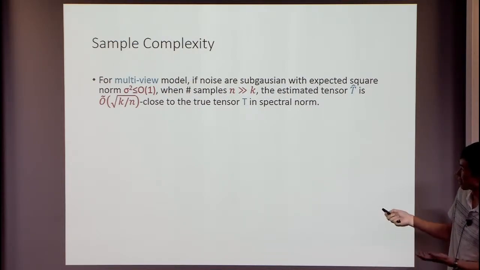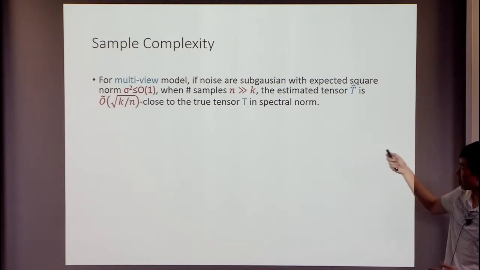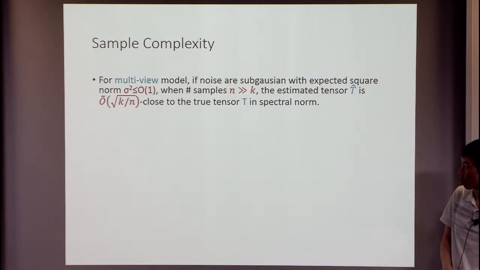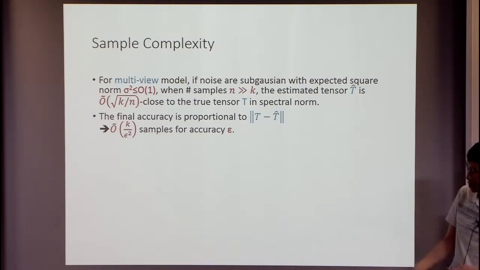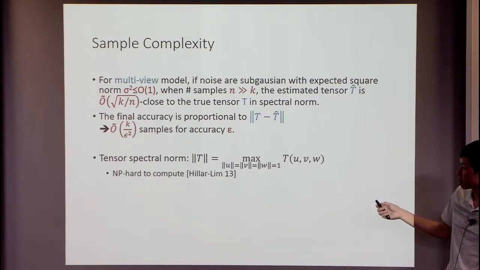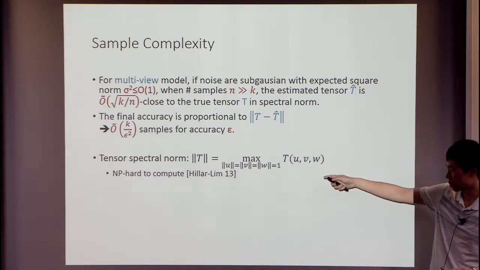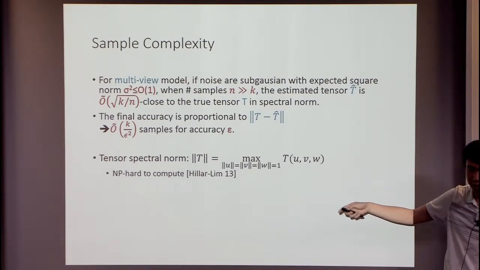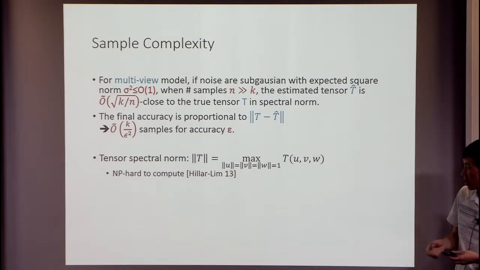So for the sample complexity, we can prove that with n samples, the estimated tensor is root k over n close. And because the final accuracy is proportional to the spectral norm, we need k over epsilon squared samples. And tensor spectral norm is defined to be the maximum over the unit vectors u, v, and w of the tensor applied to these unit vectors. Similar to matrix spectral norm, but unlike that, it's NP hard to compute.